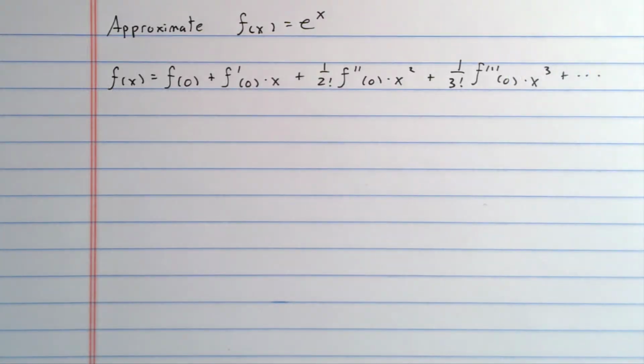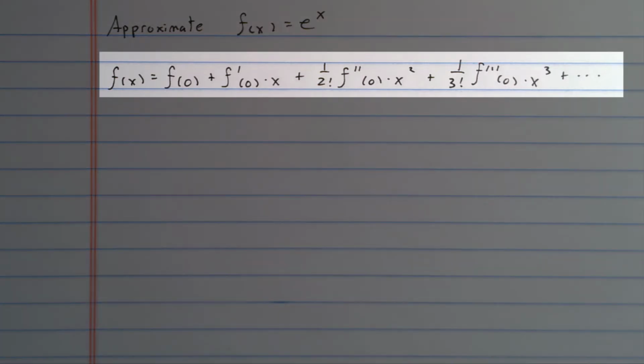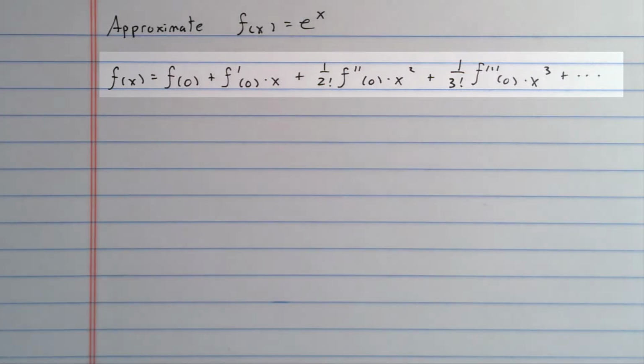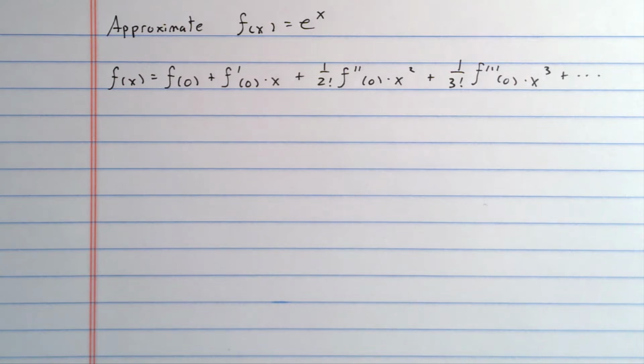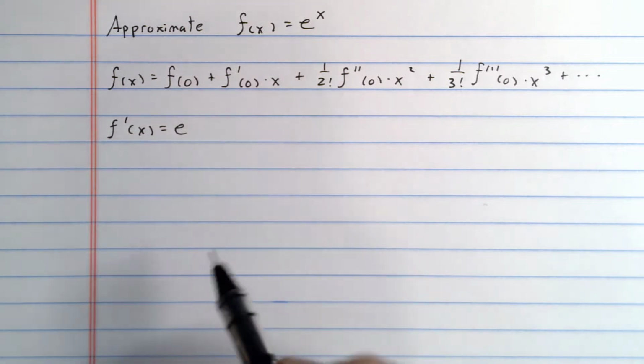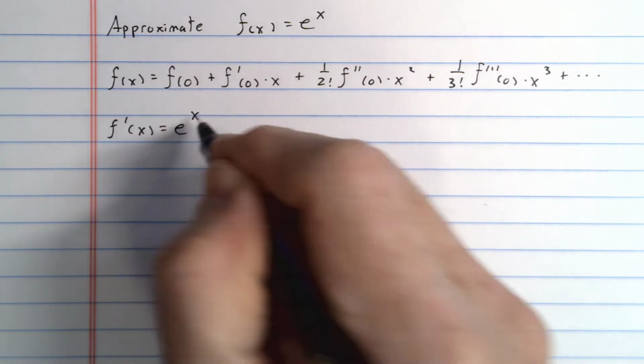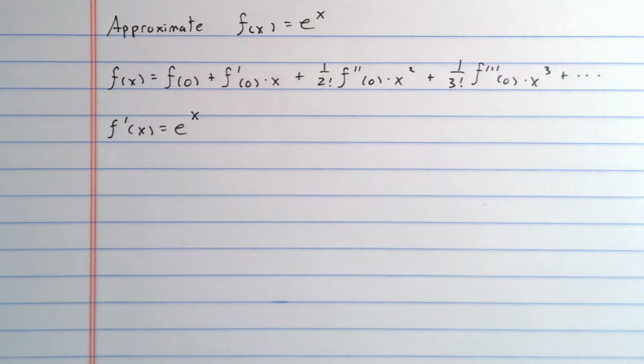Okay, so we're going to approximate f of x equals e to the x. And we have our Maclaurin series, where f of x equals f of 0 plus f prime of 0 times x plus 1 over 2 factorial f double prime of 0 times x squared plus 1 over 3 factorial f triple prime of 0 times x cubed and so forth. Now, depending on where you are in the calculus series, you will know that e to the x has a derivative that is e to the x. So whether you've come across that in the calculus series or not, we're just going to write that fact down. Then we know that f prime of x is just going to be e to the x. And what that means is that all further derivatives will also be e to the x.